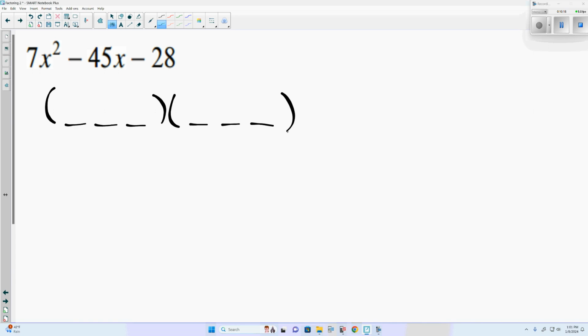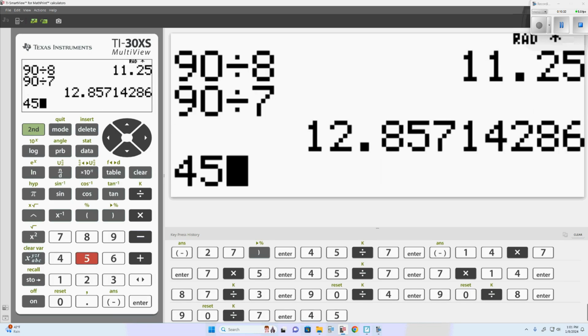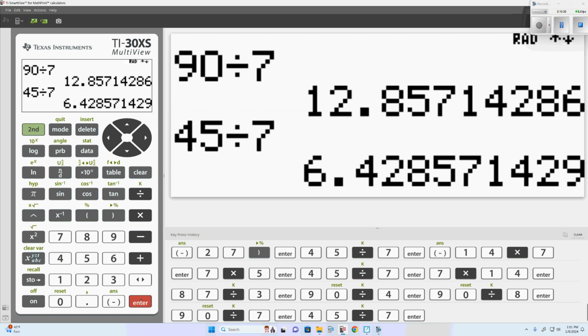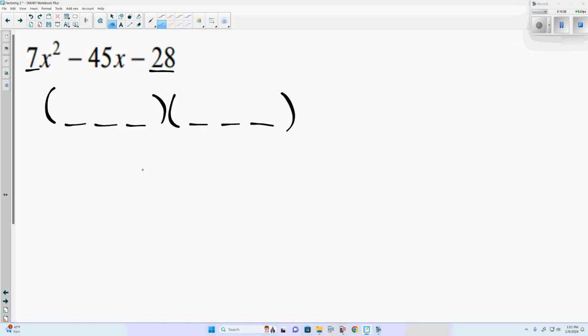So we look at this next one here, 7x squared minus 45x minus 28. Unfortunately, there's not a greatest common factor. It looks like there should be one, because 7 is with 7 and 28, but 45 is not divisible by 7. So we move on to our two sets of parentheses. Third term is negative 28, so our signs are opposite.